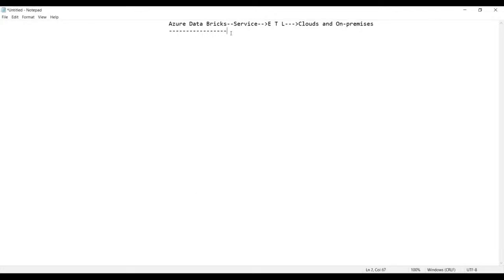What is basically an ETL? ETL, as we know, stands for extraction, transformation, and loading. Now, guys, when it comes to extraction, transformation, and loading, this is a process.